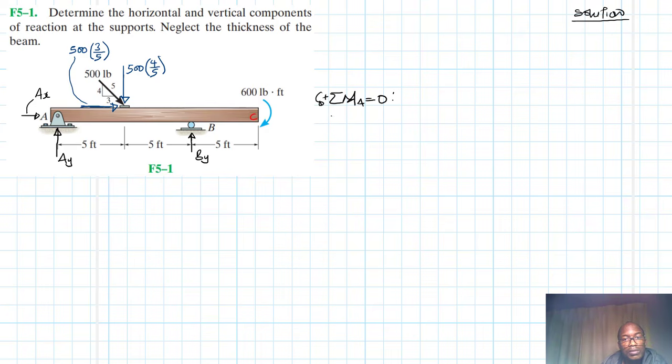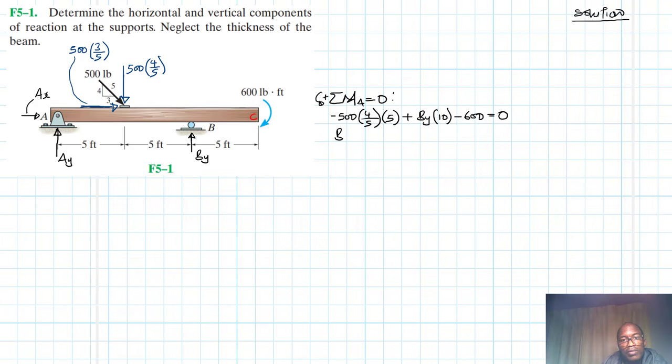Right, so summation of moments about point A equal to 0, with clockwise being our reference. We have a negative moment from 500 times 4 divided by 5 times the lever arm, which is 5. Then we have plus BY times 10, and then we have a couple which is clockwise, and this is going to be negative, then equal to 0.